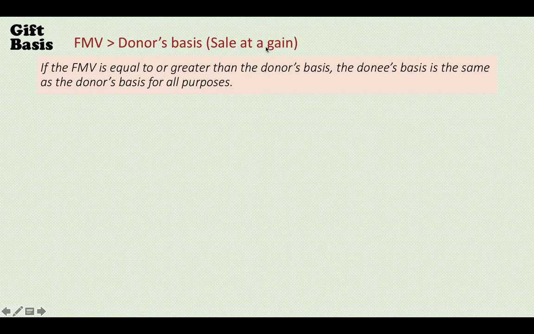So first, we're going to see the sales at a gain situation. When the fair market value is greater than the donor's basis, and later the donee sells the property at a gain, the donor's basis and holding period are used to calculate the gain. So if the fair market value is equal to or greater than the donor's basis, the donor's basis is used as the basis for all purposes.